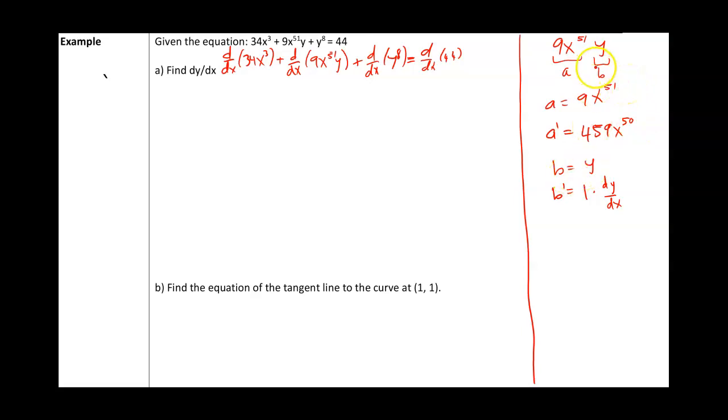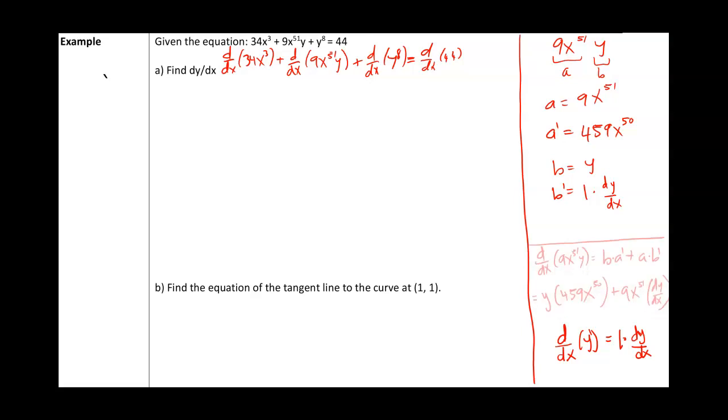Now b is y. So once again, if I take the derivative with respect to x of y, the input and the term are different. So this is like y to the first, so the 1 comes down and the y goes away, but then we have the dy dx. We always have that when the input term and the term are different. Okay, so your b prime is going to be 1 dy dx or just dy dx.